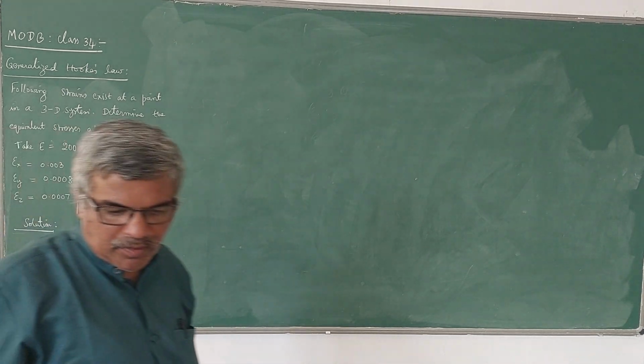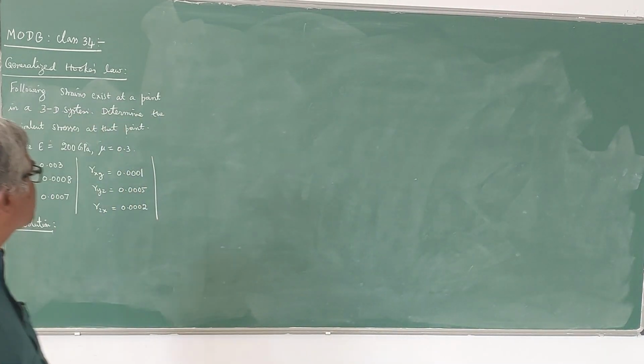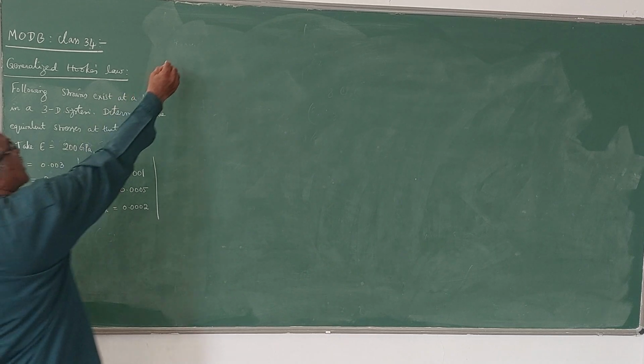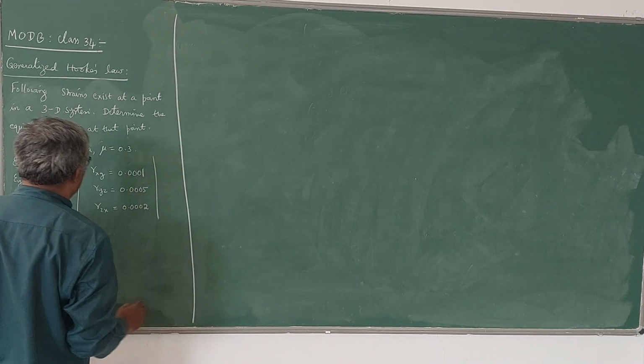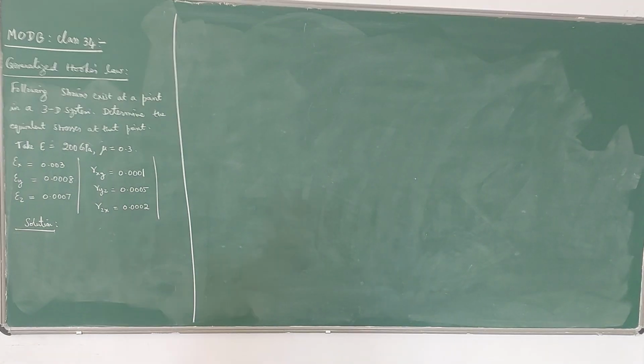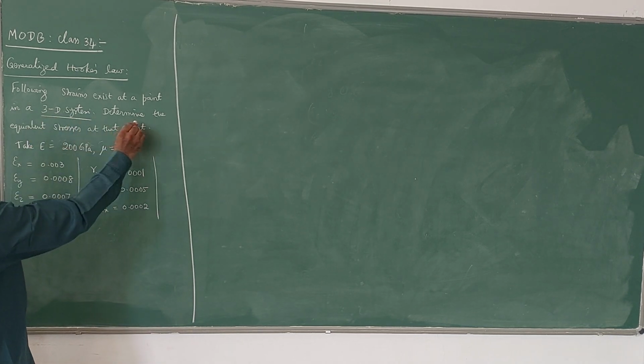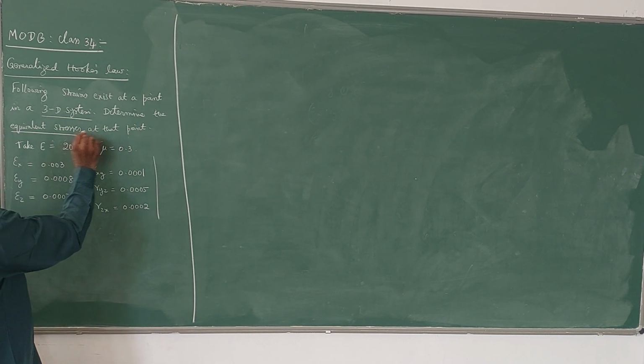Class, I will explain a problem of stress-strain relationships in a three-dimensional stress system using Hooke's law, how we can find out the stresses given knowing the strains. The problem runs like this: following strains exist at a point in a three-dimensional system. Determine the equivalent stresses at that point.